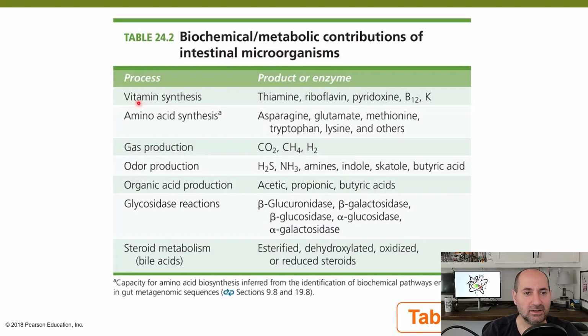You see, vitamins are synthesized by gut microorganisms, amino acids are synthesized, gases are produced, various odorous substances are produced, organic acids are produced, glycosidase reactions occur, and steroids are metabolized. Steroid metabolism occurs as well. All of these processes are being done by organisms that live in your gut.